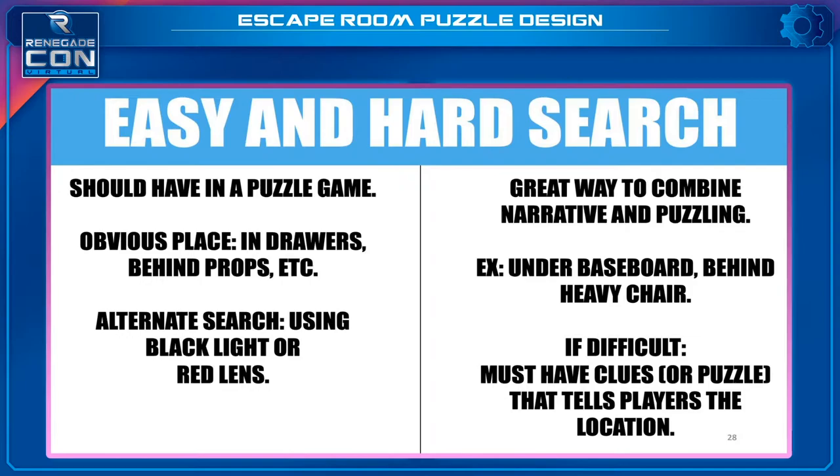Okay, so another interaction is easy and hard searches. So this is something that's pretty easy to have in a puzzle game. If it's in a real world space, you can put things in obvious places. This would be an easy search where you're looking inside drawers or behind a pillow, anything like that. And then there's also alternate searching where you're using a black light or a red lens or something that transforms the space, and then you need to search the space again. And hard searches are things that are places you probably would never think to look, like under a baseboard or behind a heavy chair. And these can be really fun and a great way to combine narrative and puzzling.